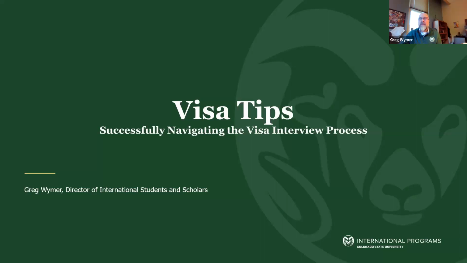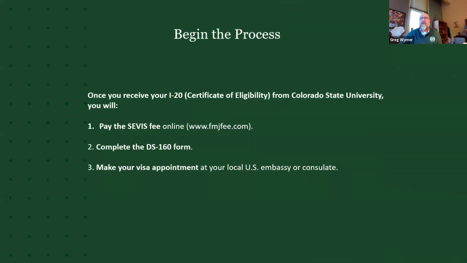The first thing that we're going to ask you to do is really begin the process. Once you've been admitted, you will receive your I-20, or in some cases a DS-2019 if you're a J1 student that's coming. And we'll send that to you. And as you get that I-20, you're going to need to do a couple things. One, pay the SEVIS fee online. Two, complete the DS-160 form, which is the application to apply for a visa at your local embassy. And three, make your visa appointment at the local consulate.